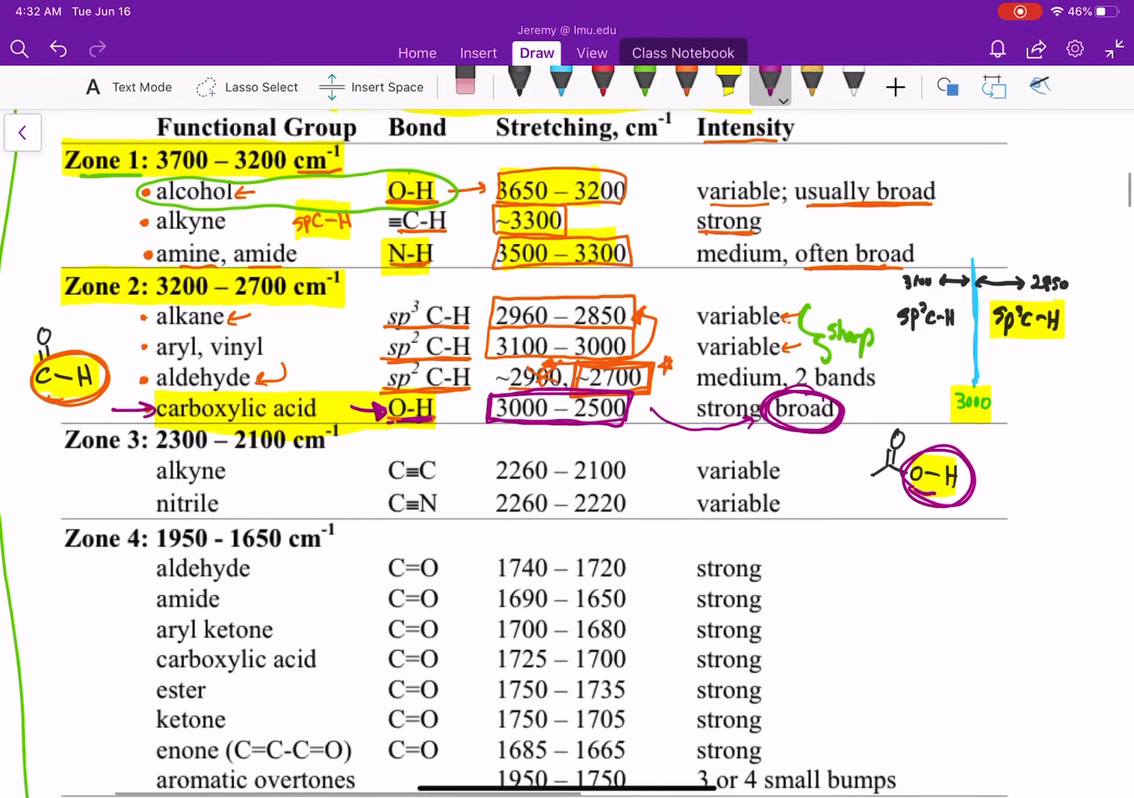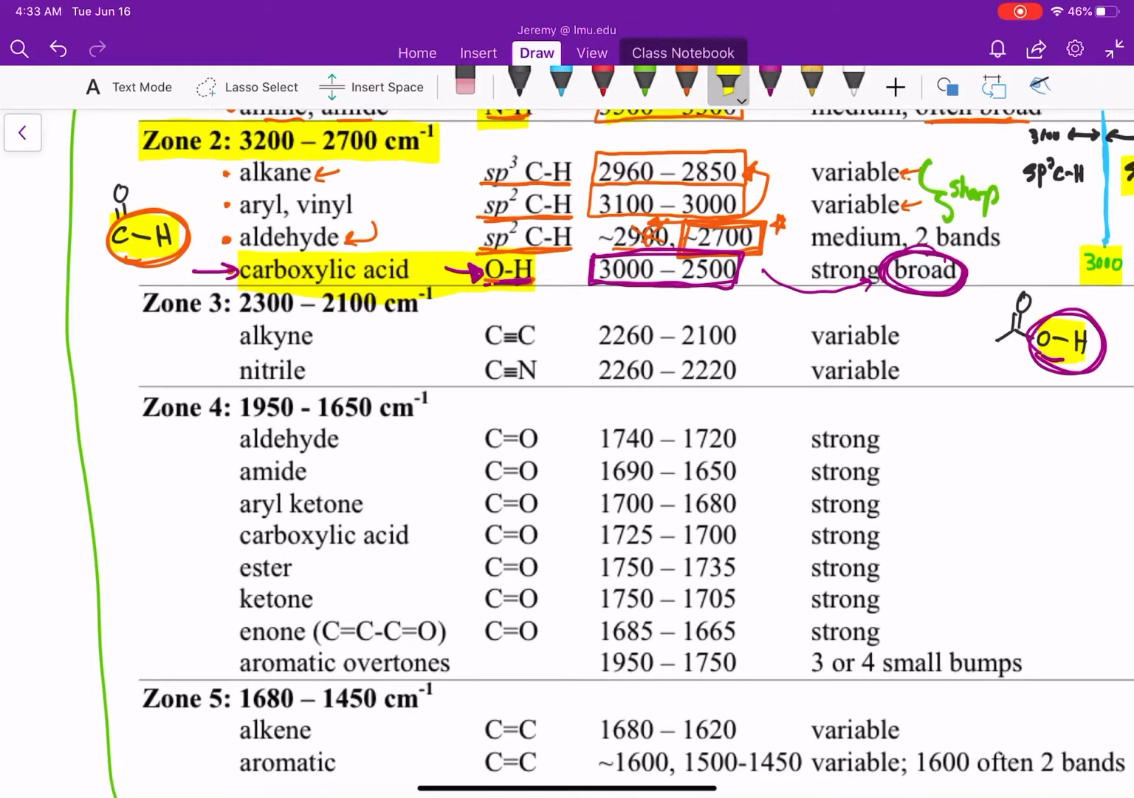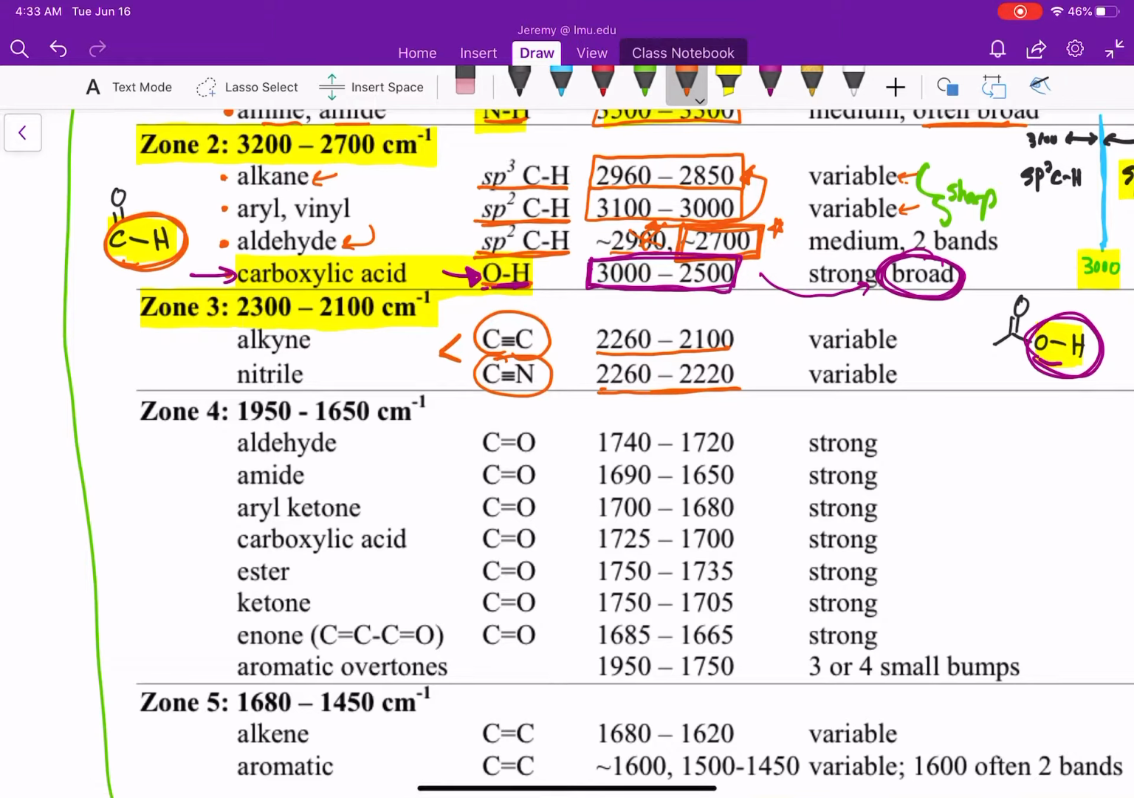The next zone we're going to look at is zone 3. That comes between 2,300 and 2,100, and these are going to be our triple bonds: a carbon-carbon triple bond or a carbon triple bond to an N. A carbon-carbon triple bond is between 2260 and 2100. A carbon triple bond N is between 2260 and 2200. So our triple bonds are found in zone 3. No triple bond, no peak in zone 3. These both have variable intensities, but they are generally sharp.